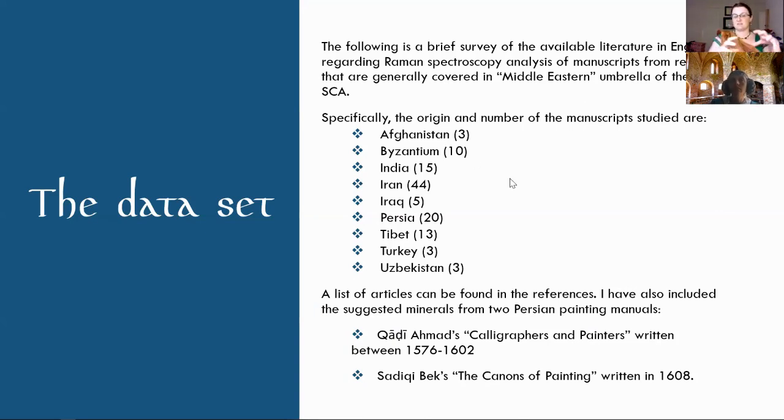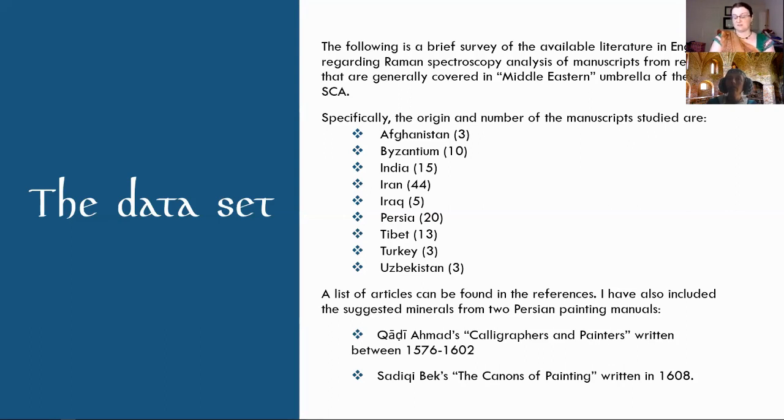Specifically, the countries covered in this class are Afghanistan, Byzantium, India, Iran, Iraq, Persia, Tibet, Turkey, and Uzbekistan. Largely, I'm just pulling through anything I can find that has Raman spectroscopy studies. And I do have a list and link to every study that I've been able to pull together.